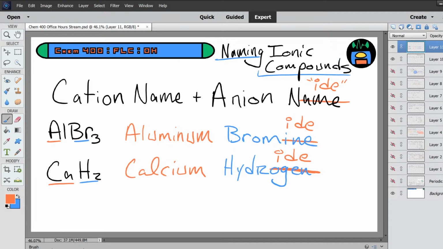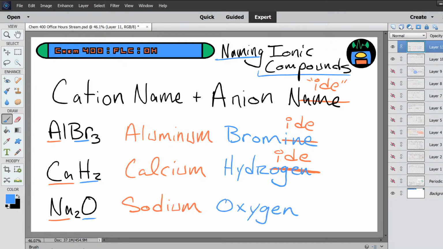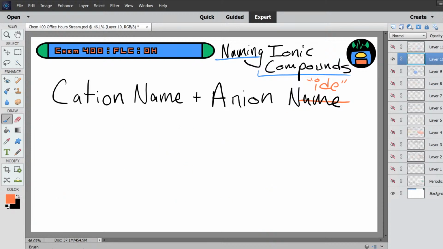All right, let's do another one. All right, here, our cation name is sodium. And our anion is oxygen. And to get our ionic name down, we chop off the end and add an "ide." So this would be sodium oxide. All right, it's cation name plus anion name with an "ide" added on.